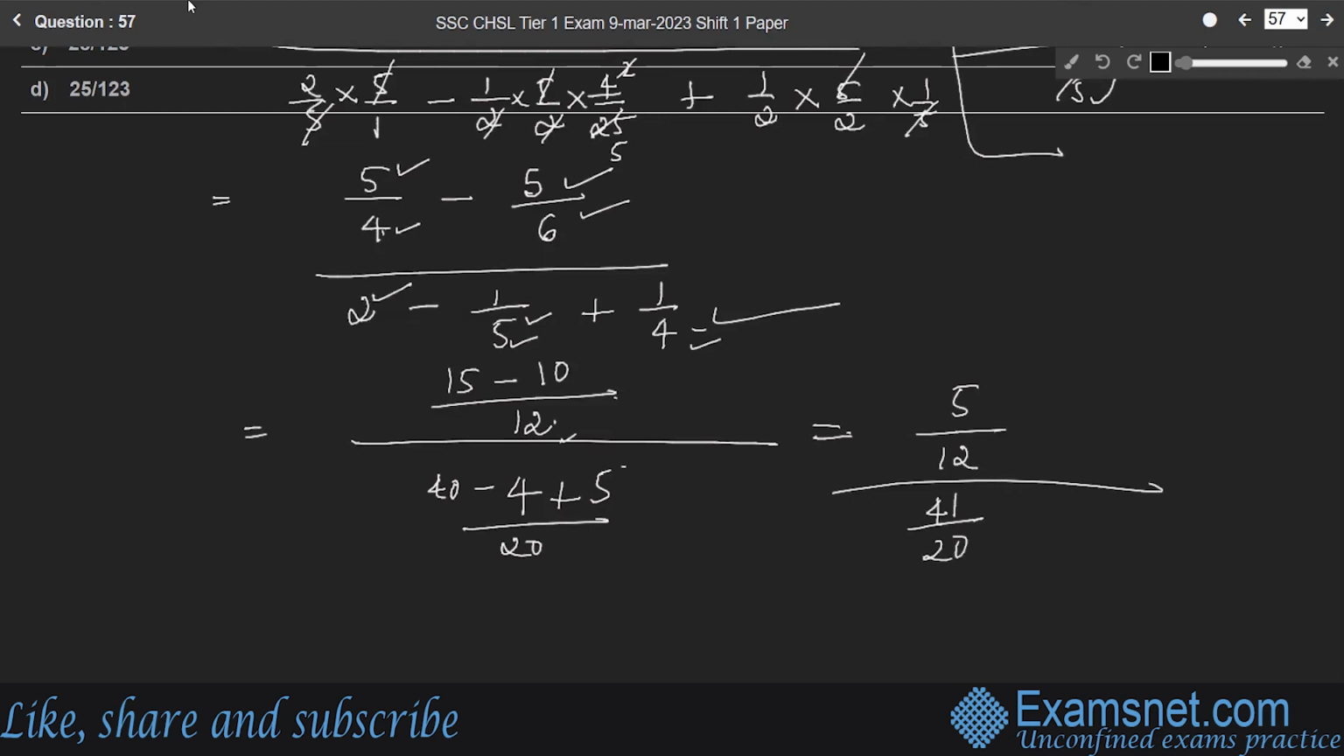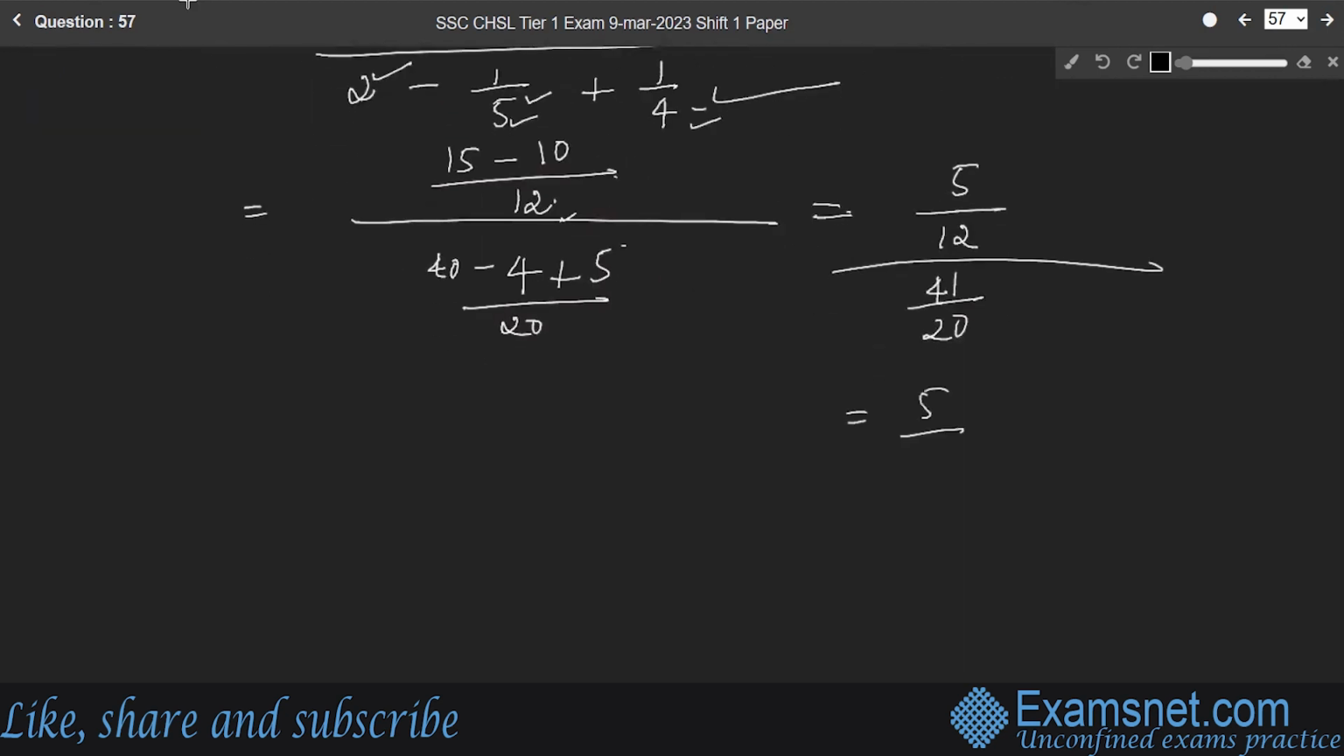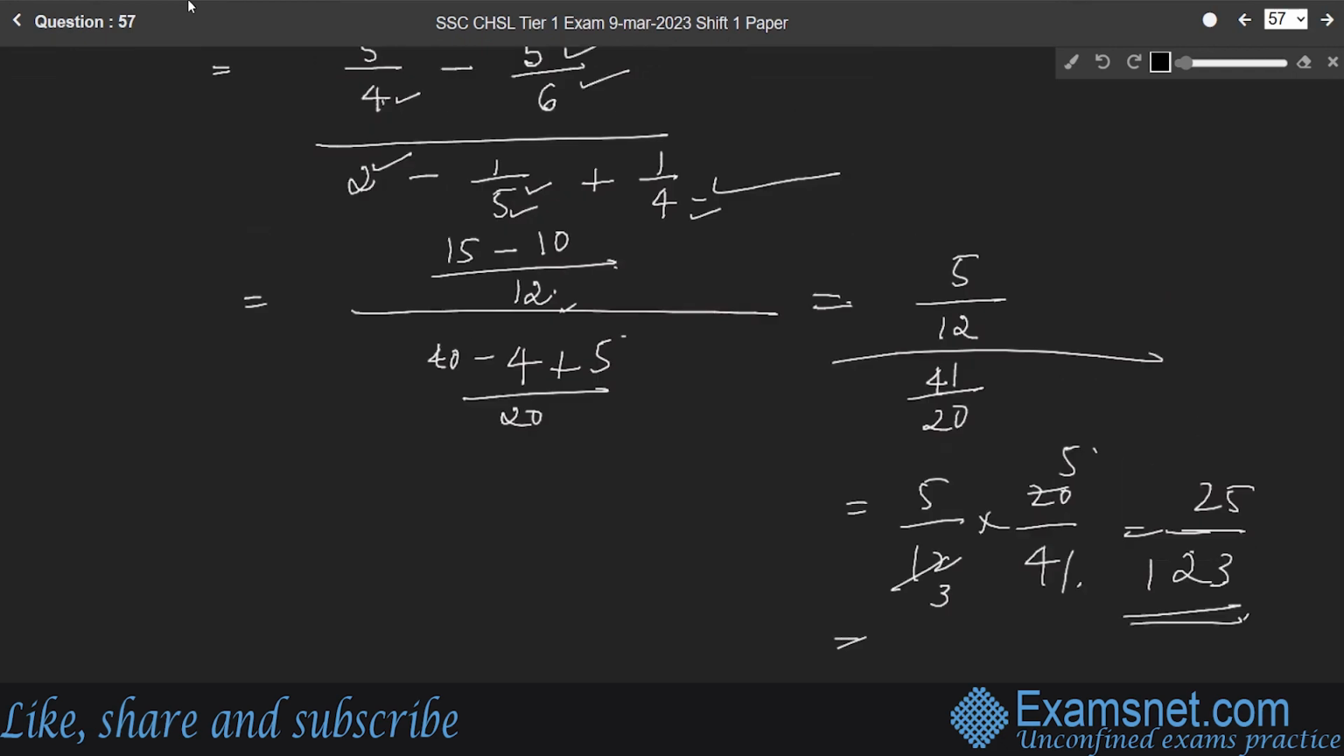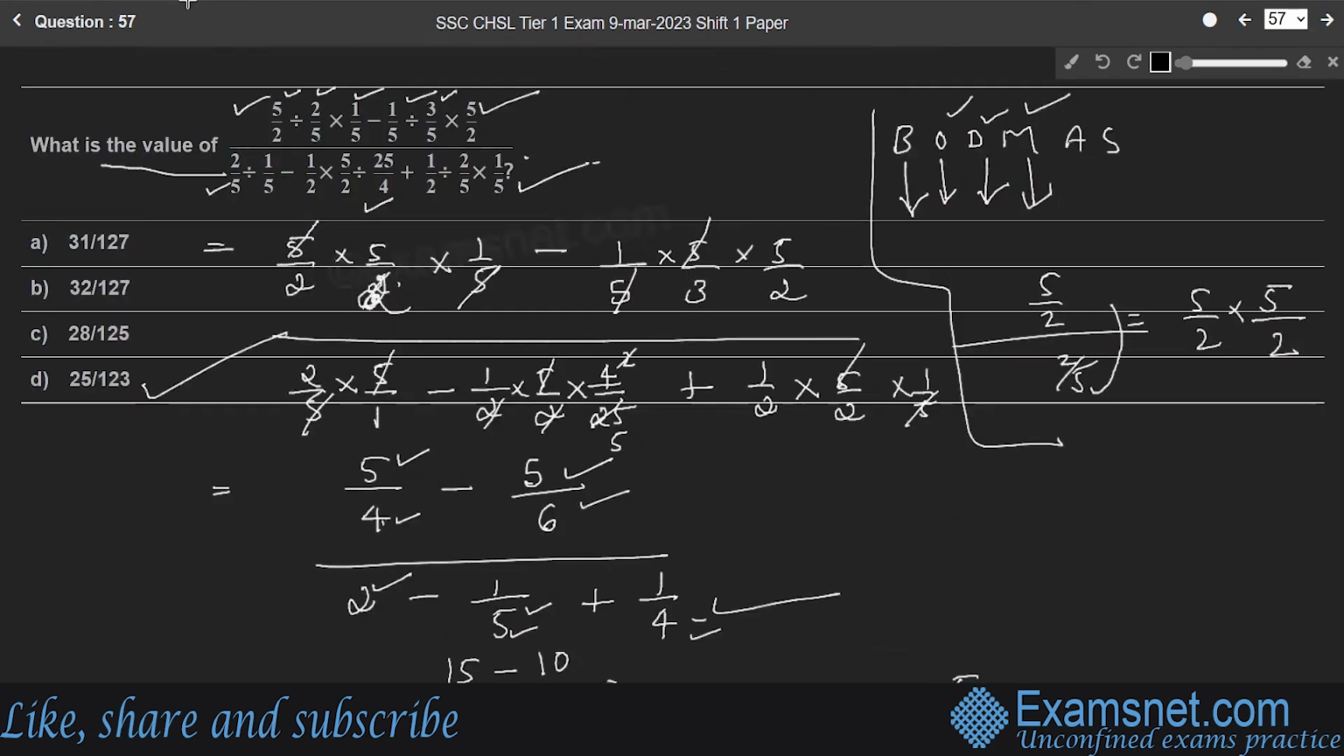So which is nothing but 5 by 12 into 20 by 41, right? So 4 into 3, 4 into 5. So it is 25 by 41 into 3, which is 123, right? So 25 by 123 is the answer. So option D is the right answer.